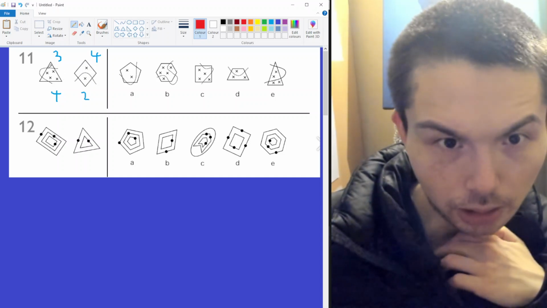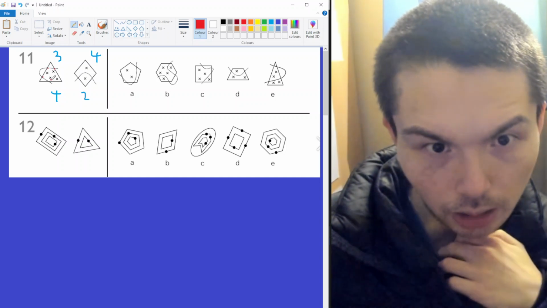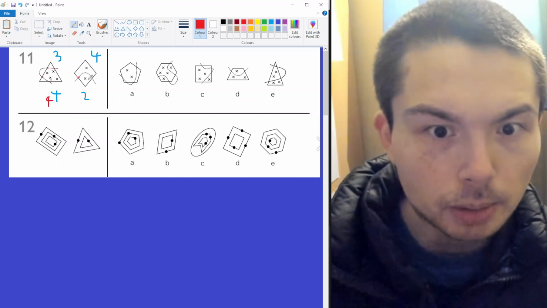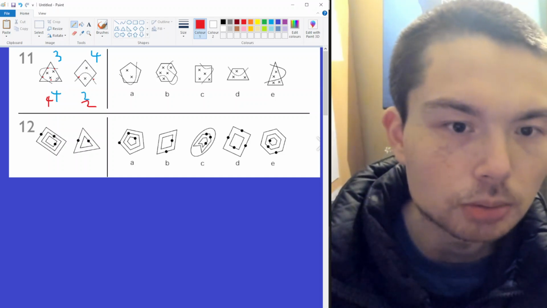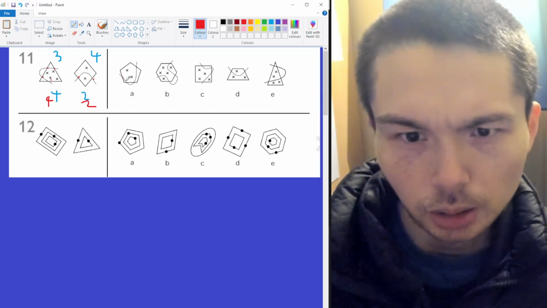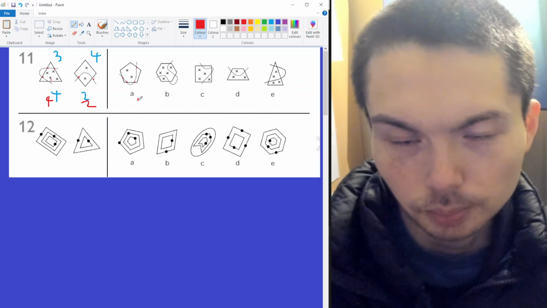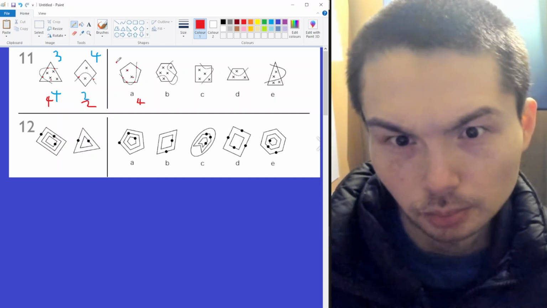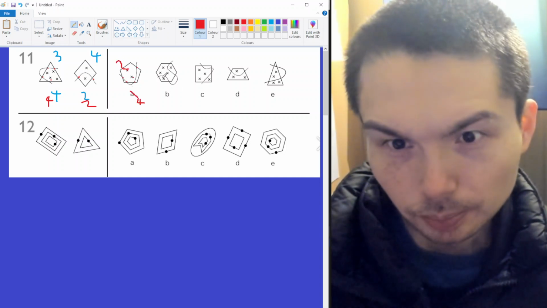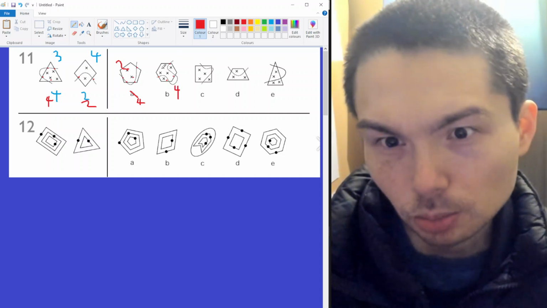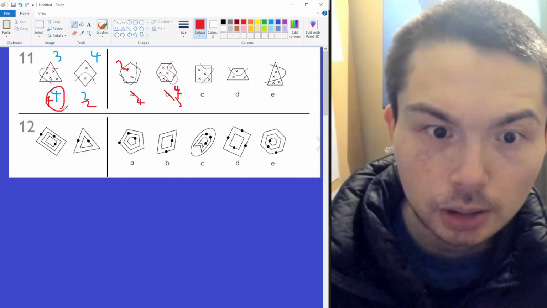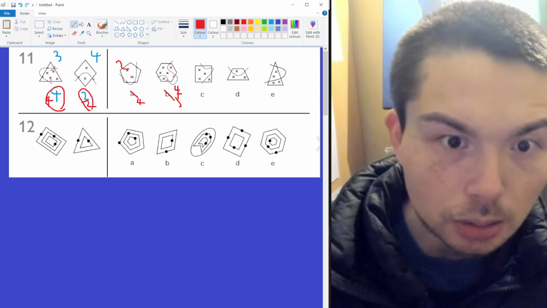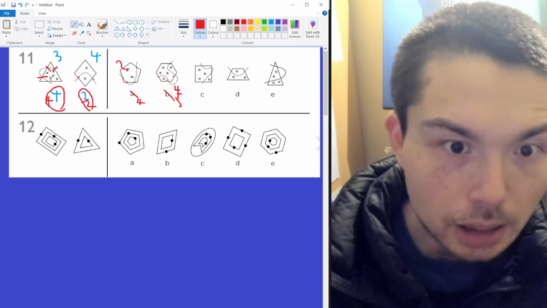But there's actually something else. Look at the string. How many times does it cross the shape? 4. Look at this bit. How many times does it cross the shape? 2. So really the crosses should match the number of times it crosses the shape. 1, 2, 3, 4. 2. Nope. B. 1, 2, 3, 4. How many crosses? 1, 2, 3, 4, 5. Nope. The number of crosses is equal to the number of times it meets the shape.